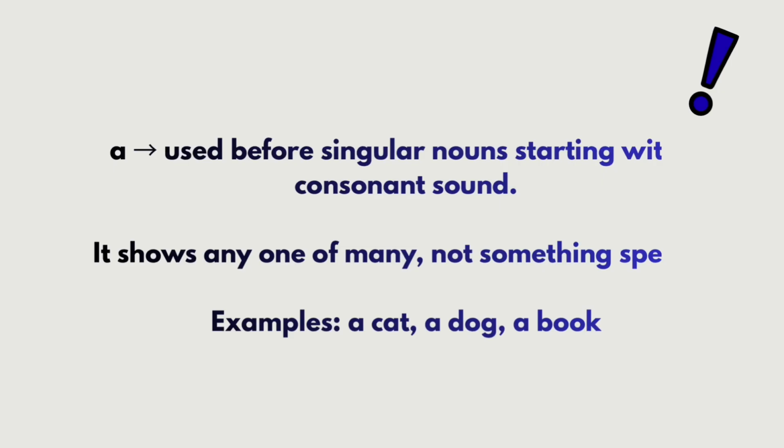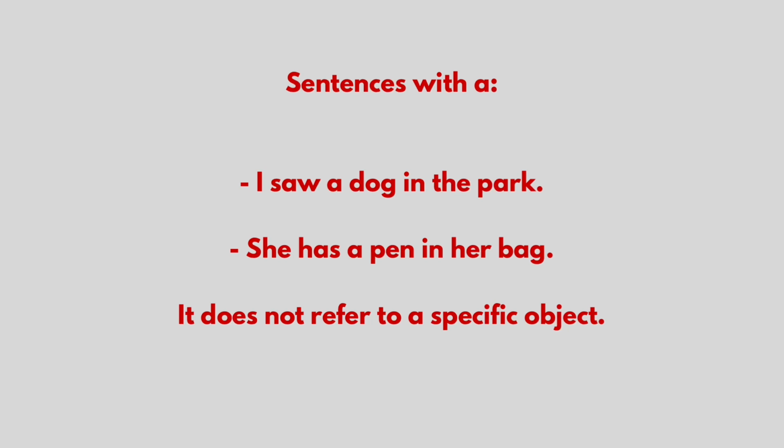Where do we use a? We use a before singular nouns starting with a consonant sound. So it shows us any one of many, not something specific, like a dog, a cat, a book. We can use it in sentences also. I saw a dog in the park. She has a pen in her bag. It does not refer to a specific object, right?